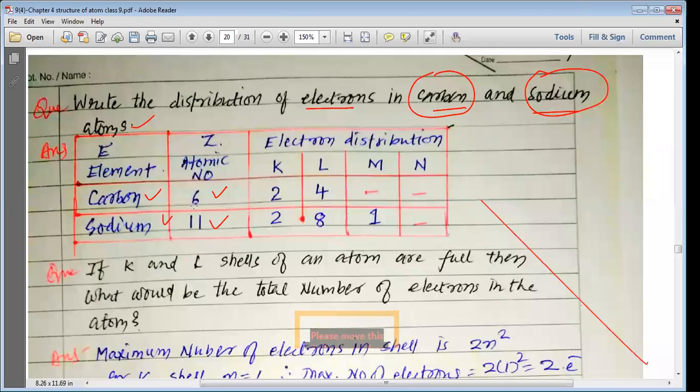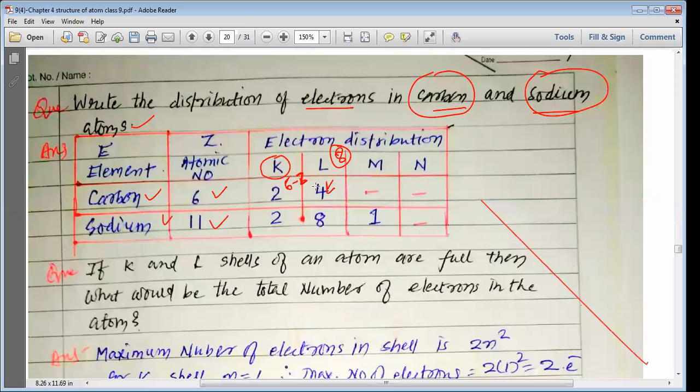Now, my dear students, we are well aware that in the K shell we can fill a maximum of 2 electrons. So we have filled 2 electrons because the atomic number is more than 2. So now, my dear students, if we take 6 minus 2, we will get 4. So now in L, we can fill up to 8 electrons. So 4 is being left, and that is why we will put 4 here.